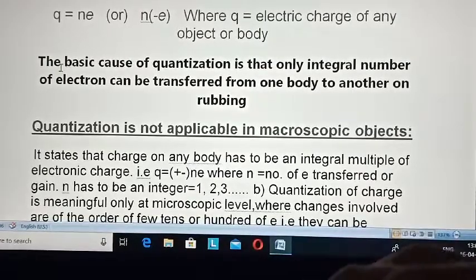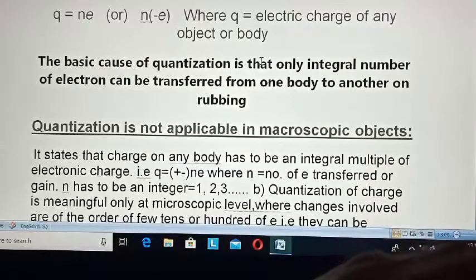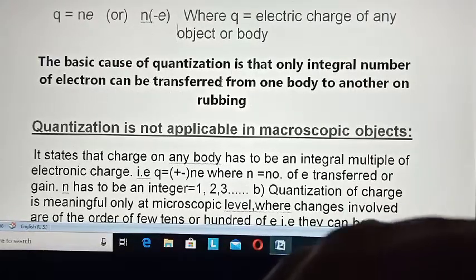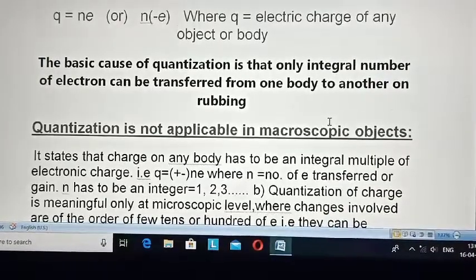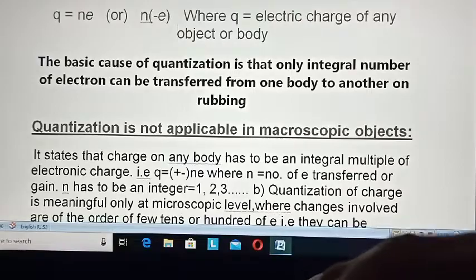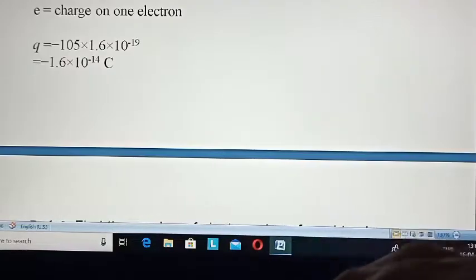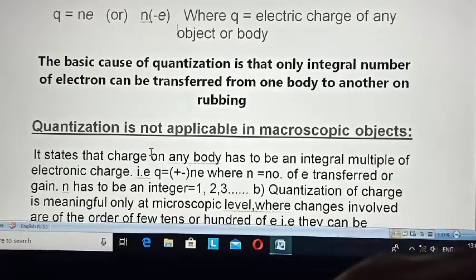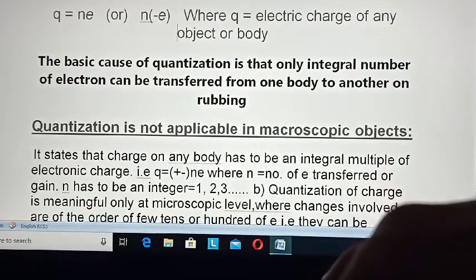So you can see this line, the basic cause of quantization is that only an integral number of electrons can be transferred from one body to another on rubbing. So you can transfer 5 electrons, you can transfer 15 electrons, you can transfer 20 electrons, but you cannot transfer 20.2 electrons. This is not possible. Also, one point you need to remember here is quantization is not applicable to macroscopic objects.